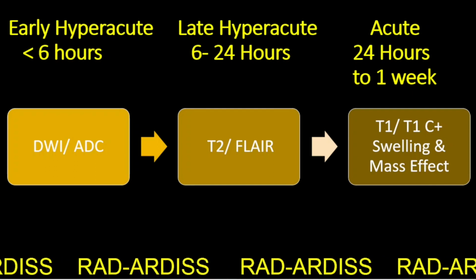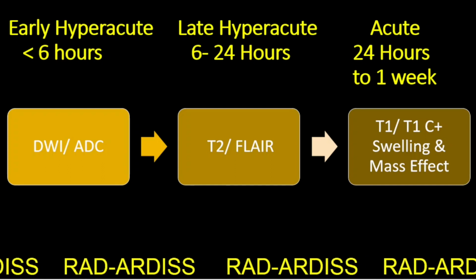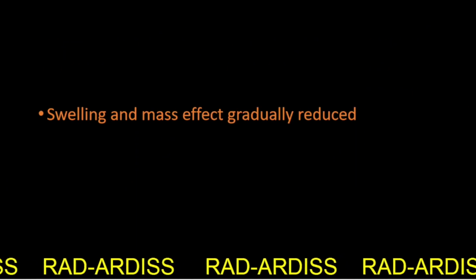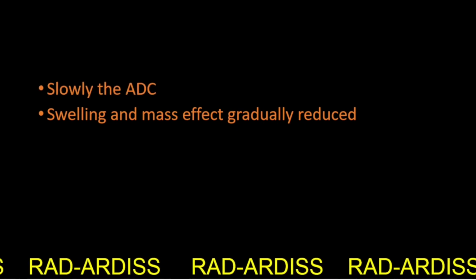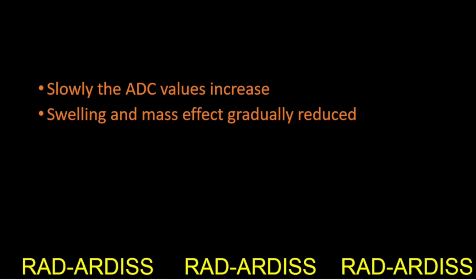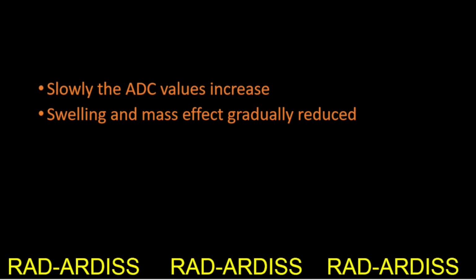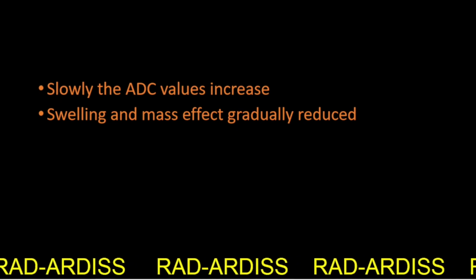The swelling and mass effect sets in the acute stage. Later on, the swelling and mass effect gradually gets reduced during the subacute stage. And the ADC values start increasing, so that the areas that were dark on the ADC map will again become bright.